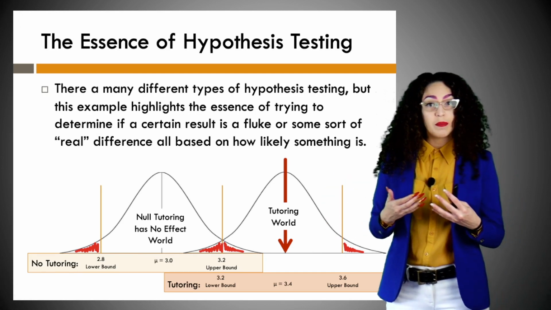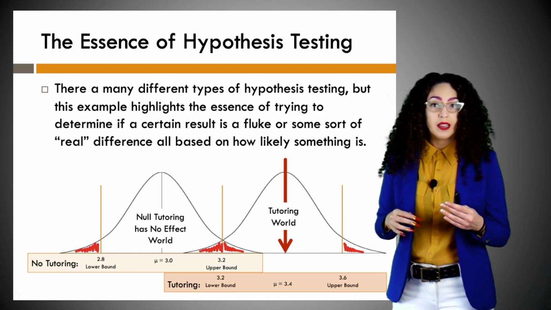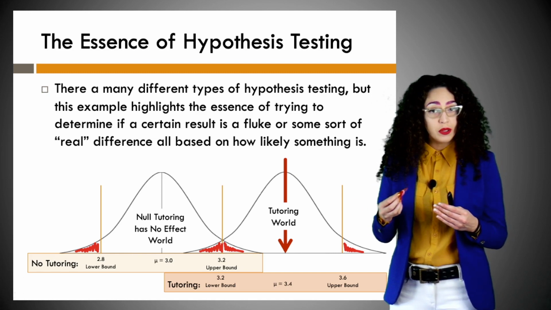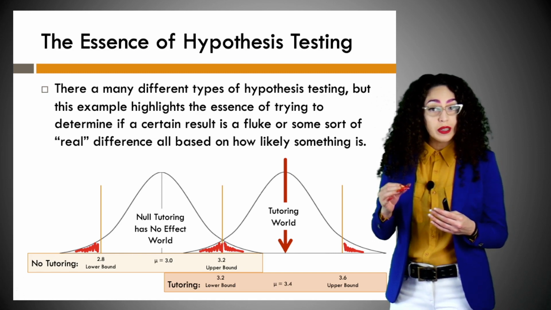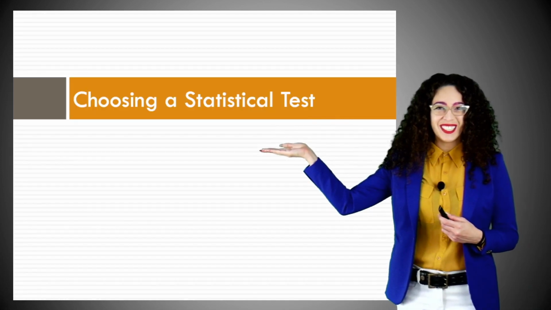This is the essence of hypothesis testing. There are a lot of different types of hypothesis tests out there, but this example highlights the essence of trying to determine if a certain result is a fluke or some sort of real difference, all based on how likely something is. Choosing a statistical test.